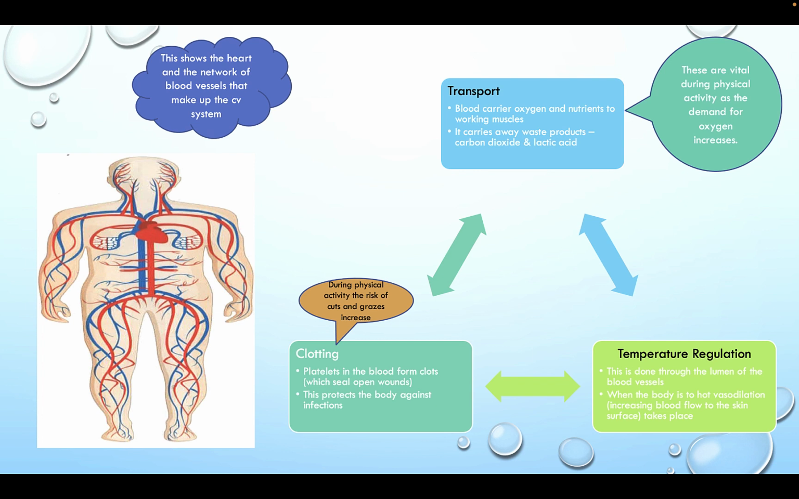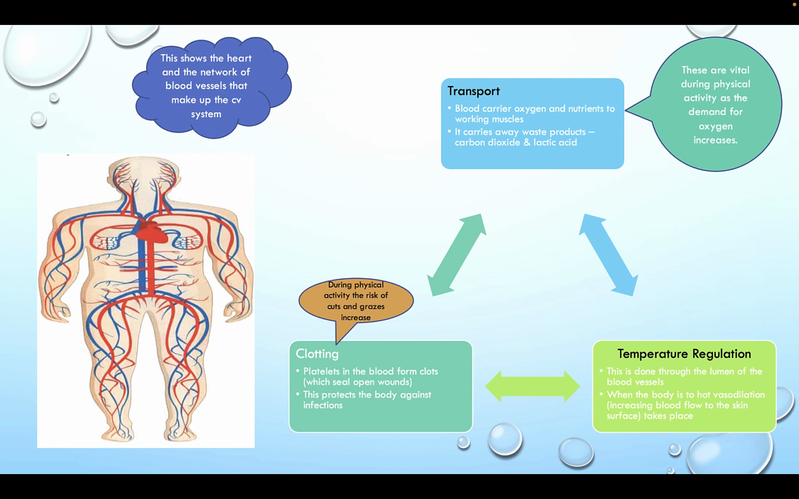Within the three areas, transportation is where blood is carried with oxygen and nutrients to the working muscles. It carries away waste products such as carbon dioxide and lactic acid. Temperature regulation is done through the lumen of the blood vessels, which we'll learn about in a second. When the body is too hot, vasodilation, increasing blood flow to the skin surface, takes place.